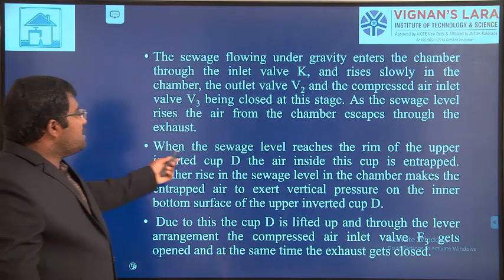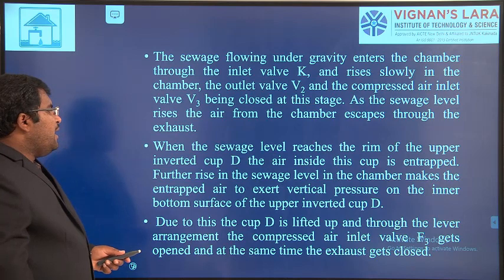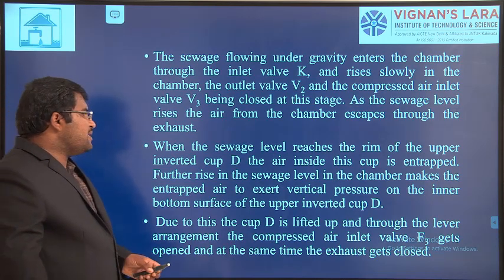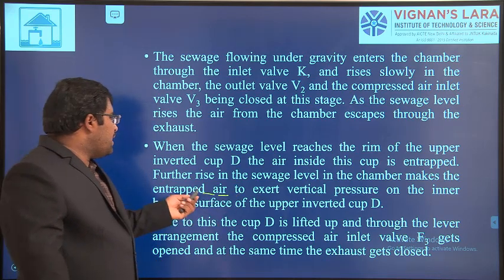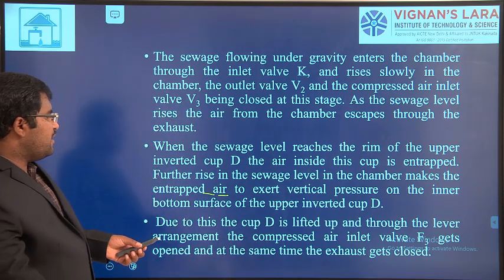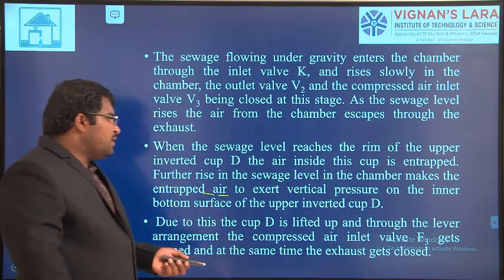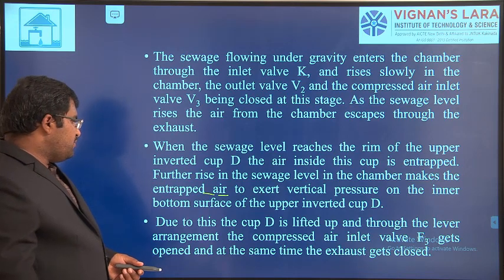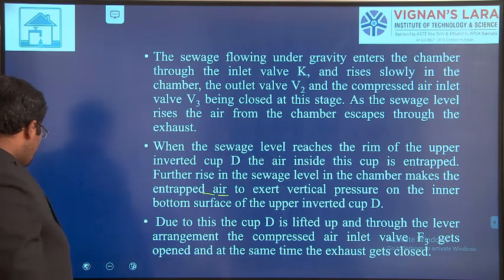Next, when the sewage level reaches the rim of the upper inverted cup D, the air inside this cup is entrapped. Further rise in the sewage level in the chamber makes the entrapped air exert a vertical pressure on the inner bottom surface of inverted cup D. Due to this, cup D is lifted up, and through the lever arrangement, the compressed air inlet valve V3 gets opened, and at the same time the exhaust gets closed.